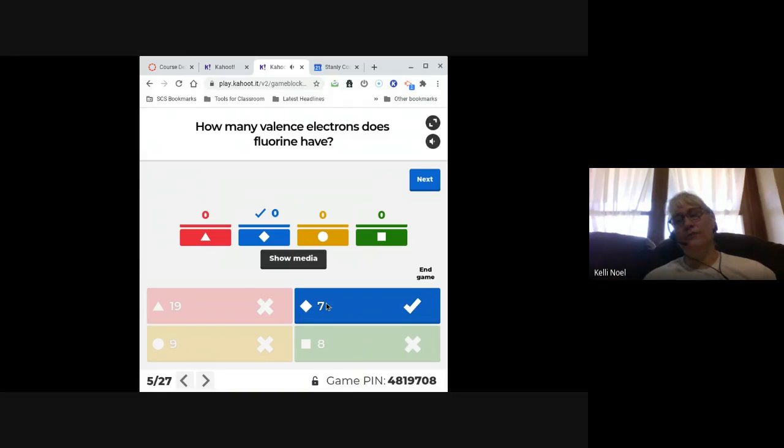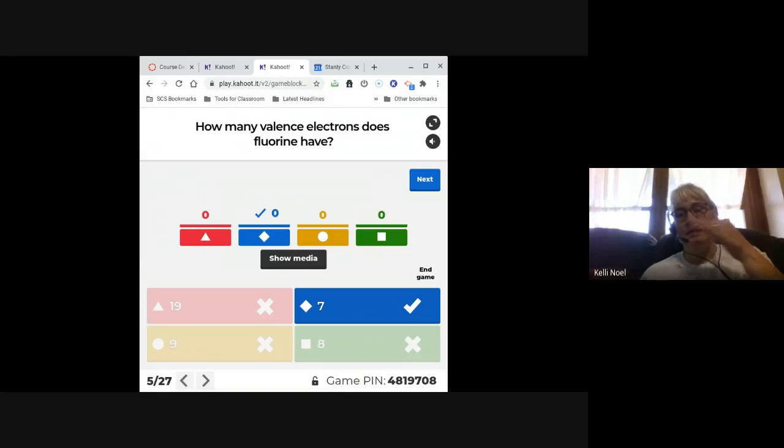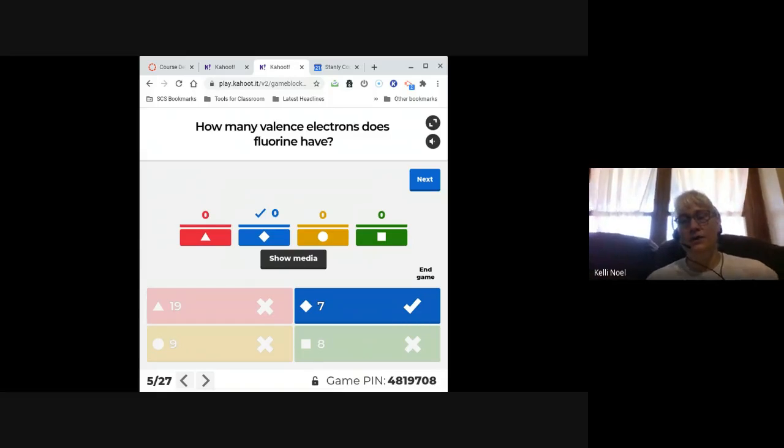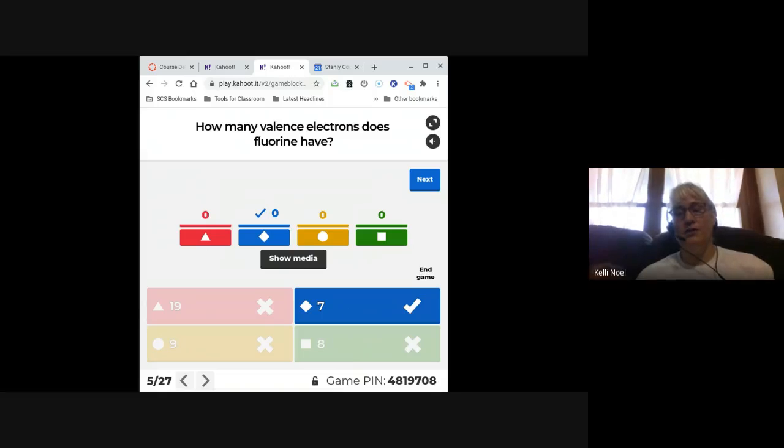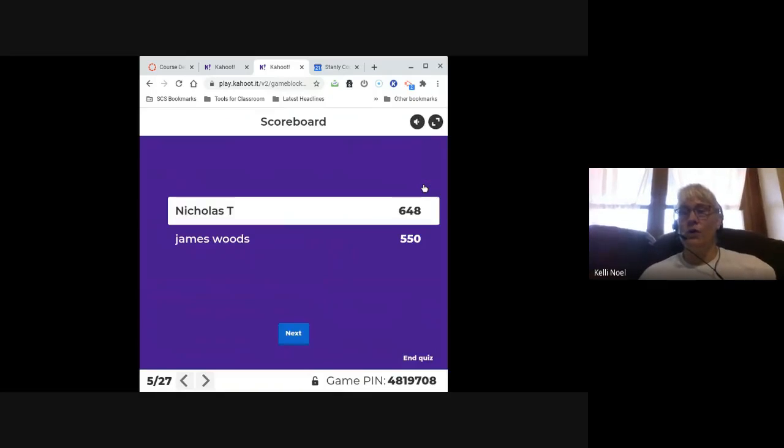All right, it's 7. Fluorine is in group 7A or 17, and so it's got 7 valence electrons. It is 1 away from having 8, so its charge would actually be -1, because elements want 8 valence electrons to be stable. But when it's just wanting valence electrons, 7. This was in a previous lesson where we were drawing Lewis dot structures for elements.